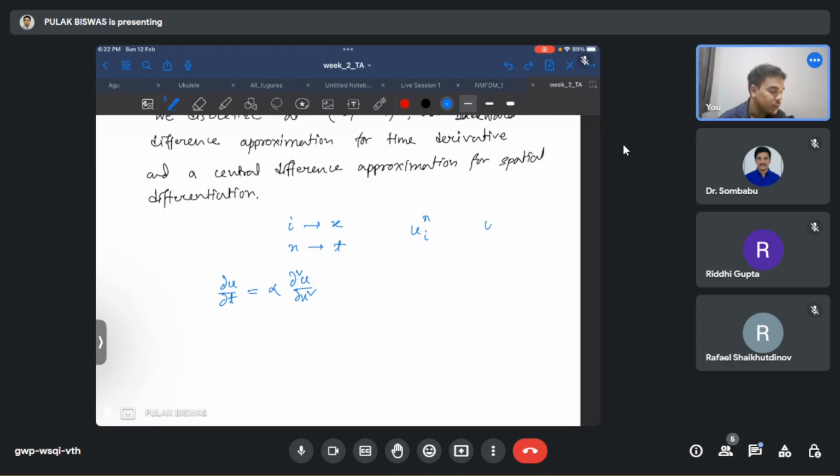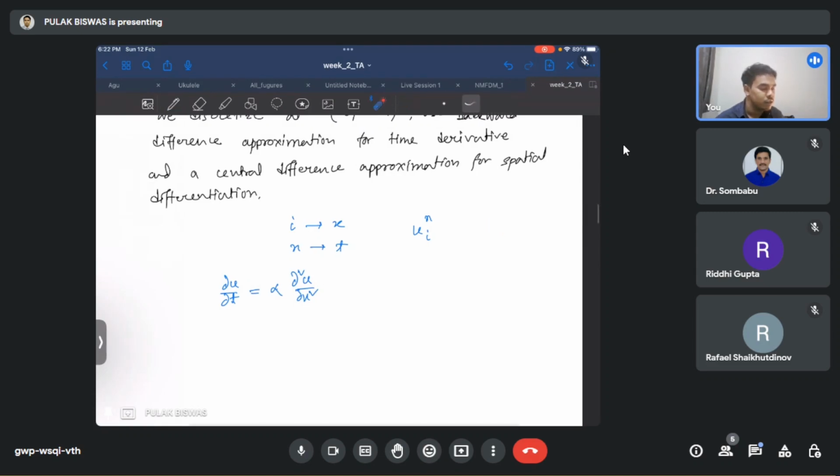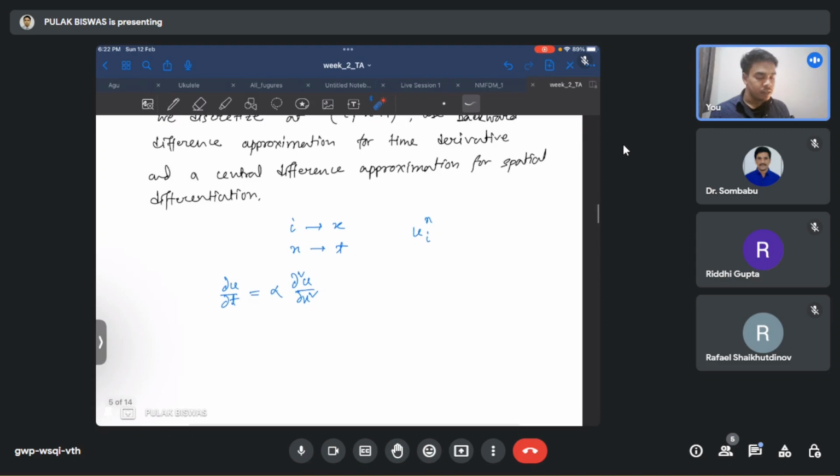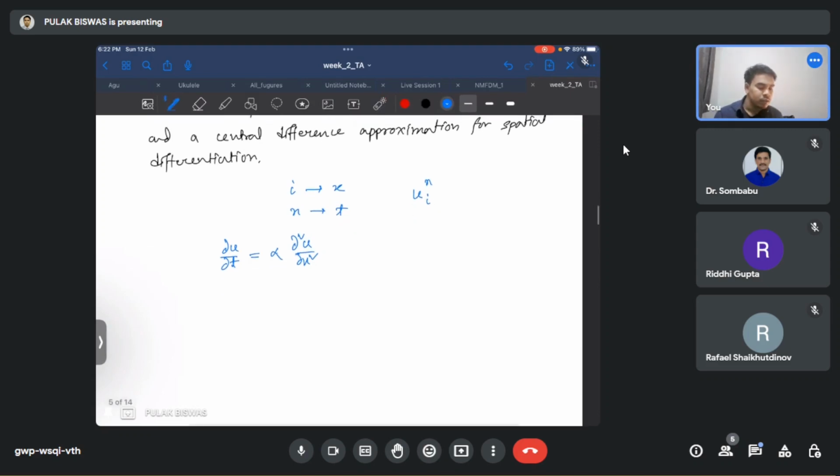Sir, maybe represent this as i comma j. I'm using this expression to represent the value of the point at the grids, spatial as well as temporal. So if you use the backward, and this is the derivative with respect to time, so n, maybe n plus 1.